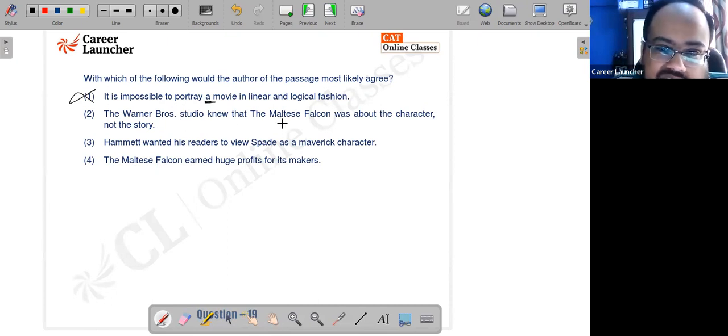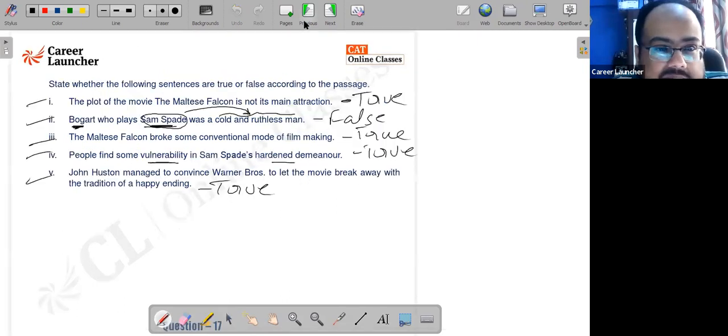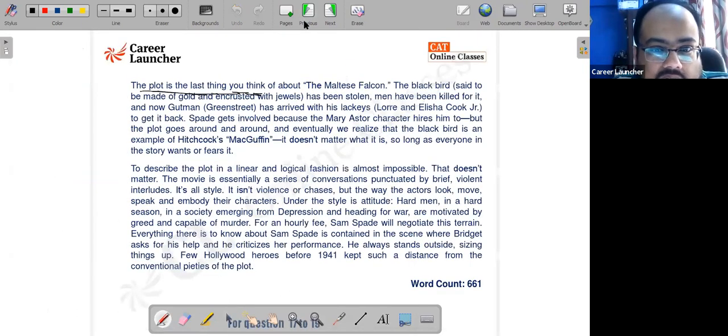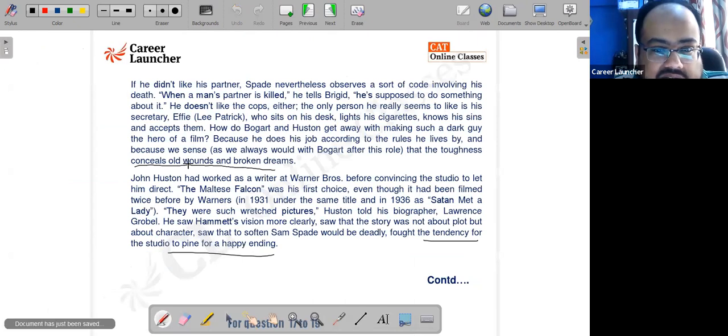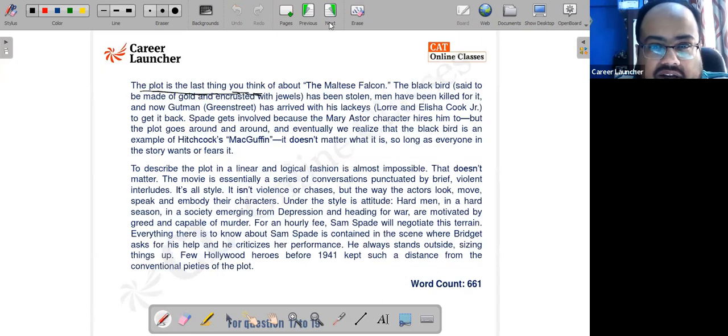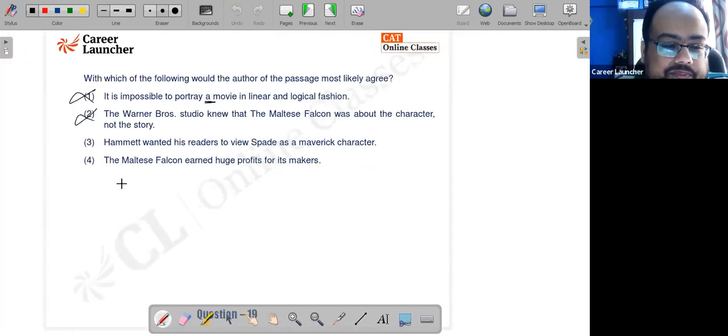Warner Brothers knew that the Maltese Falcon was about the character, not the story. It is not Warner Brothers who knew. It was Huston who knew. If you have a look at the passage, John Huston knew that it was not about the story but about the character. It was not Warner Brothers. So that is why the second option is not correct.